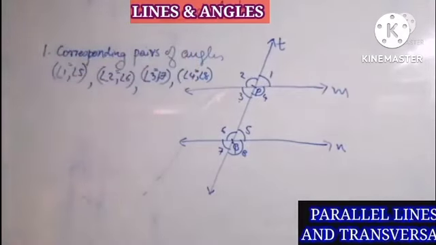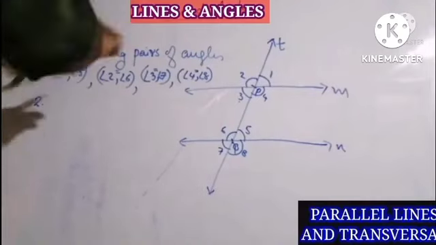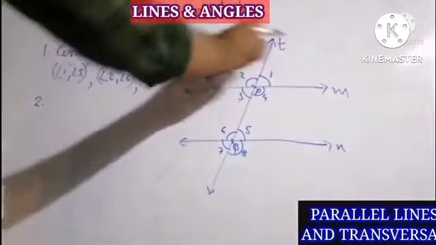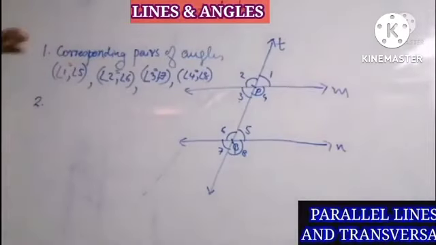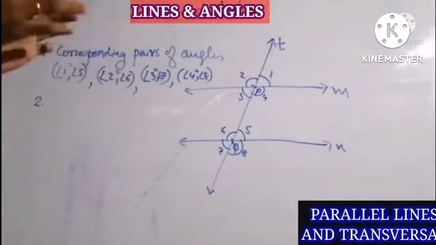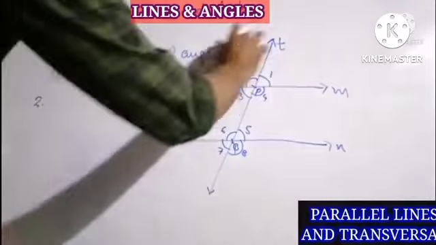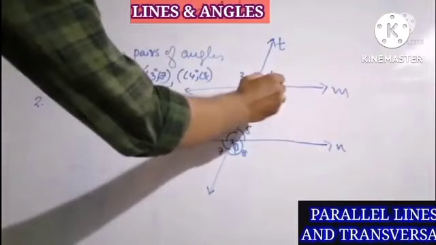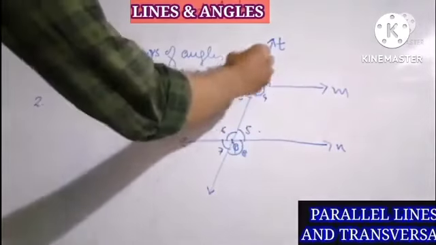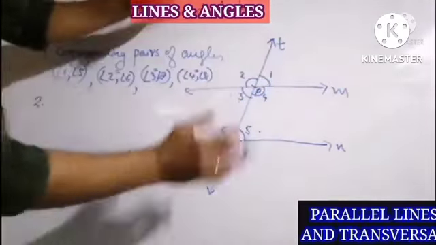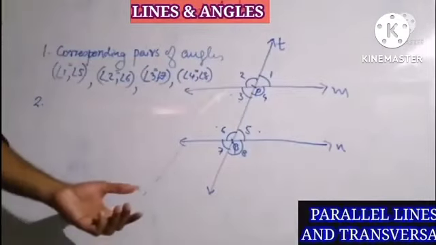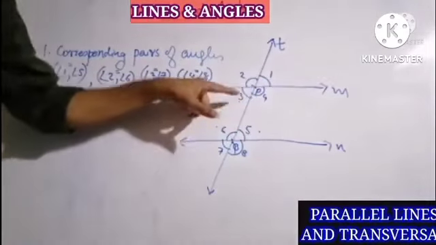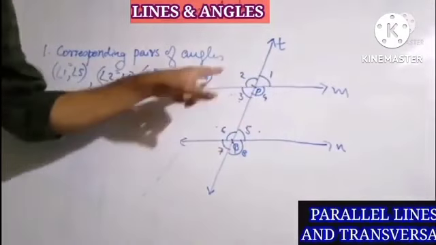So second, number 2, considering interior angles. First of all, we considered all the angles from 1 to 8. Now, for the second pair, we consider only interior angles. Interior means the angles which come inside. Which of the angles come inside? Here 3, 4, 5, 6. These are the interior angles. And 1 and 2, 7 and 8 are exterior. They lie outside of these lines, and these 3, 4, 5, 6 are interior angles.